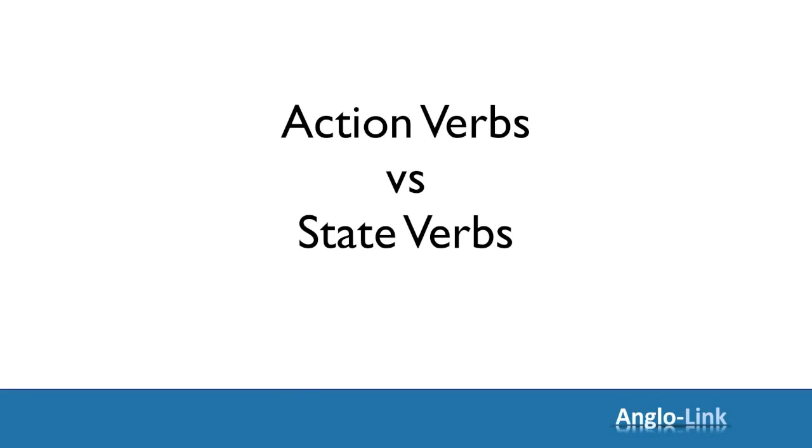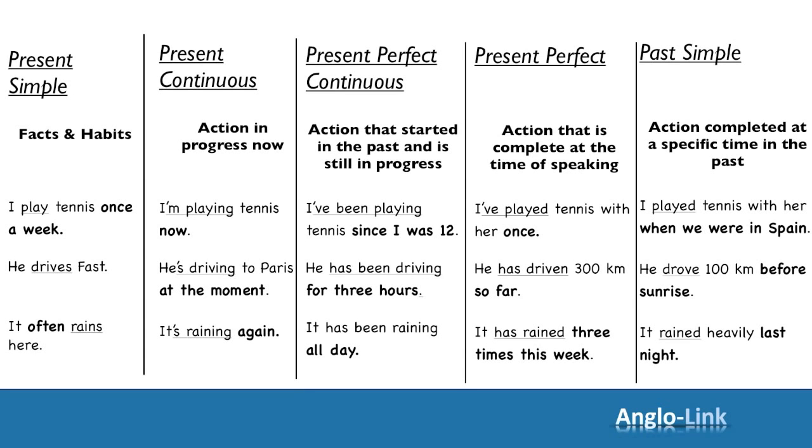Right, before we look at state verbs and differentiate them from action verbs, I'd like to give you a quick overview of the tenses that we've already looked at together. Let's review them with 3 action verbs. Say, play, drive, and rain. So, remember present simple was to speak about facts and habits.